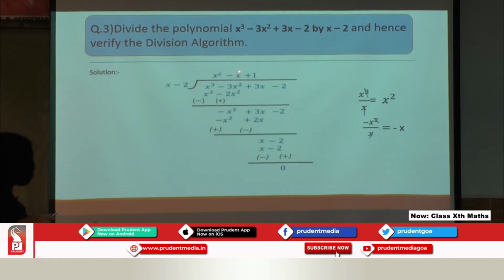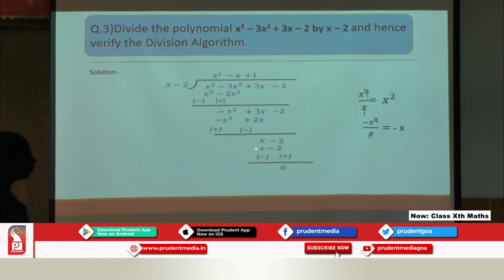Again, this second term of the quotient we should multiply by the entire divisor. So minus x into x is minus x square, and minus into minus is plus, 2 into x is 2x. Again changing signs, negative changes to positive and positive changes to negative. So minus x square plus x square cancel, and we get 0. Now 3x minus 2x is x, and again bring minus 2 down. Now we got x minus 2.